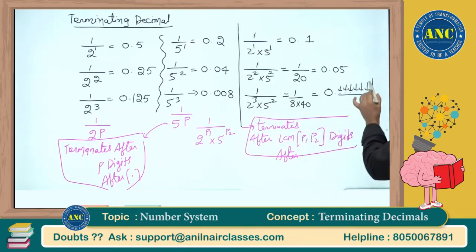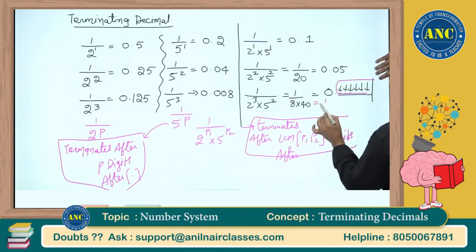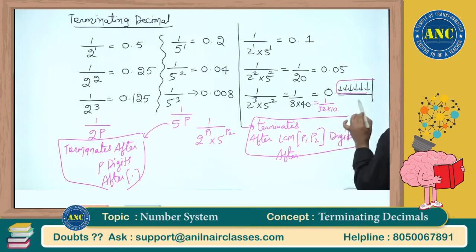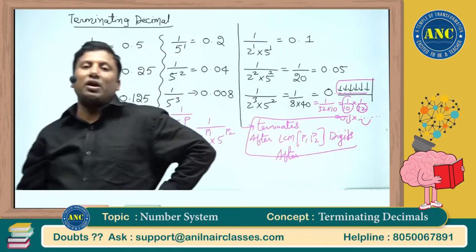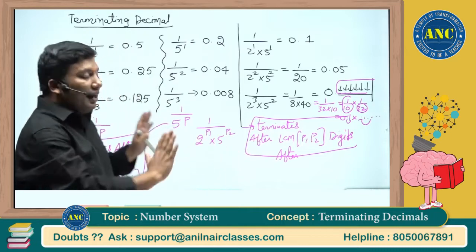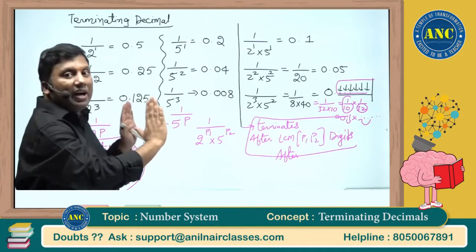See, easily you can say it is 3 digits, sir. Why? Because 1 by 320 is 1 by 32 into 1 by 10. 1 by 10 is 0.1. 32 is 2 power 5. After the dot 5 digits. After the dot 1 digit. Totally it terminates after 6 digits. I hope it is clear. So if it is 1 by 2 power p1 into 5 power p2, it terminates exactly after LCM of p1 comma p2 digits. Terminating decimal. I hope the idea is clear.